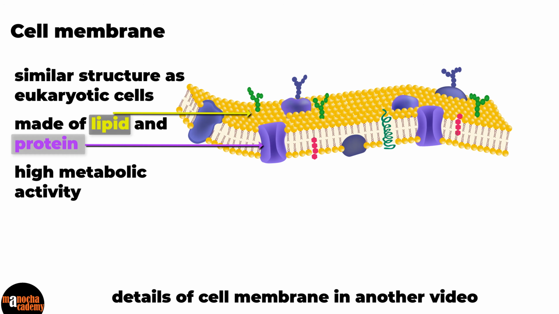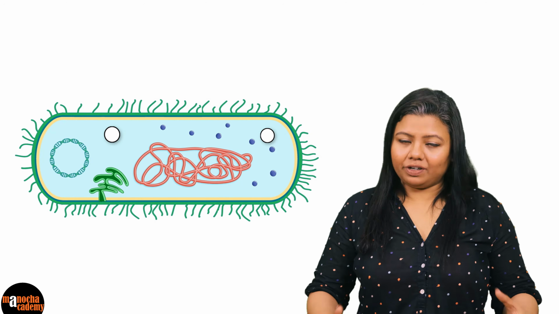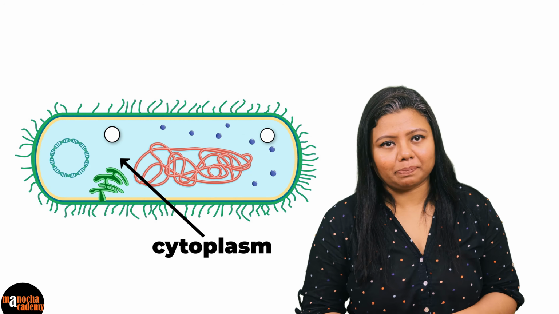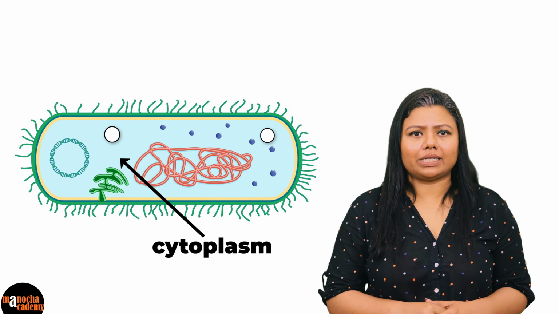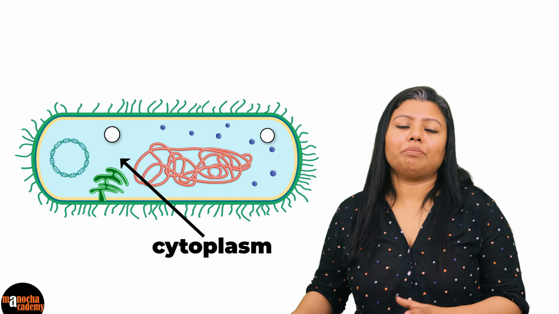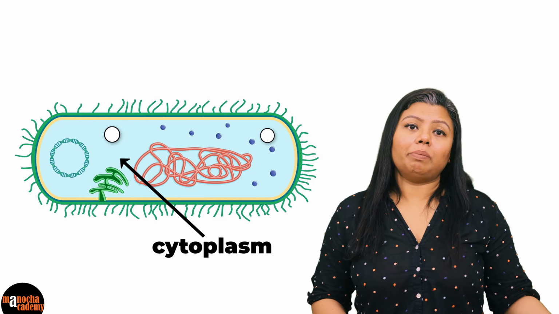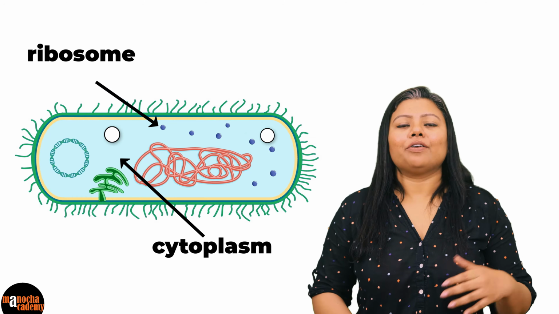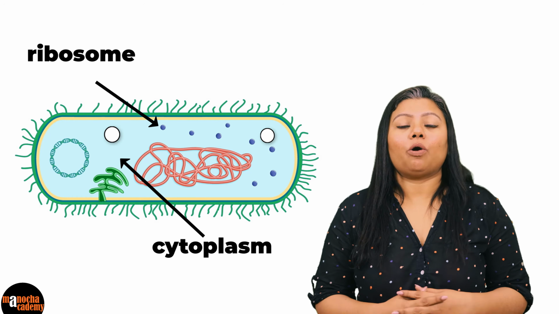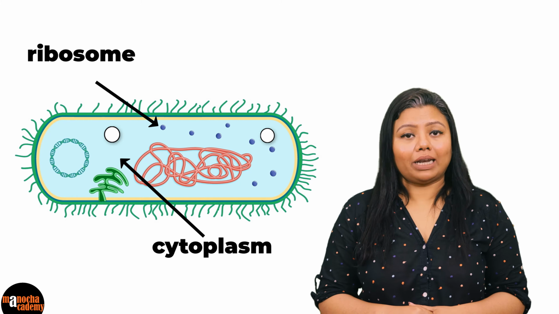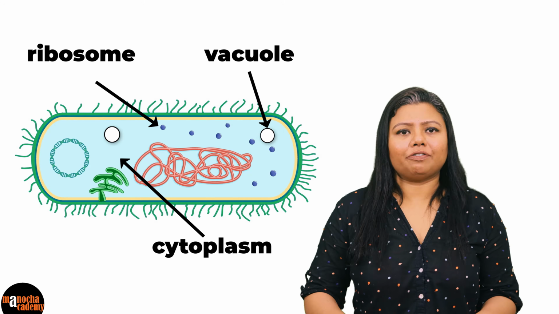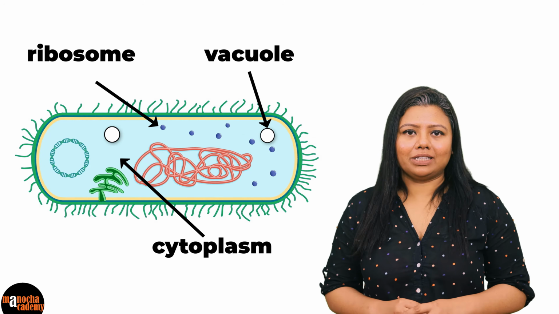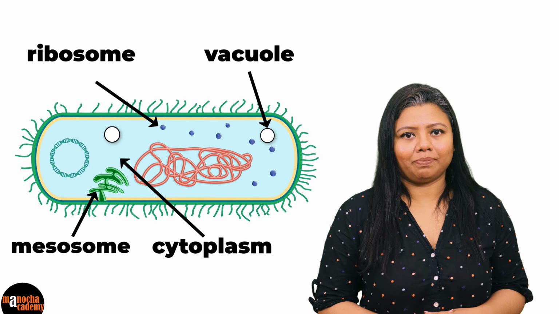inside the cell membrane. Inside the cell membrane, like every cell, bacterial cell also has a jelly-like fluid which is known as cytoplasm. The cytoplasm in a bacterial cell is devoid of membrane-bound cell organelles, especially double membrane-bound cell organelles. But non-membranous cell organelles like ribosomes are present. They also have other cell organelles like vacuoles which store different substances. One of the most important structures present in a bacterial cell is its mesosome.